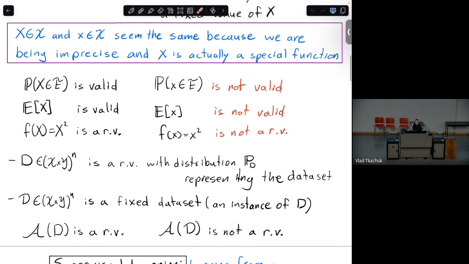And in particular, how we're going to see this is in the following way. We talked about the data set as being thought of as n independent samples of feature label pairs. And we use this D symbol for it, just normal capital D. And so here it had a distribution, which is the distribution of getting these n feature label pairs. And that was a random variable.